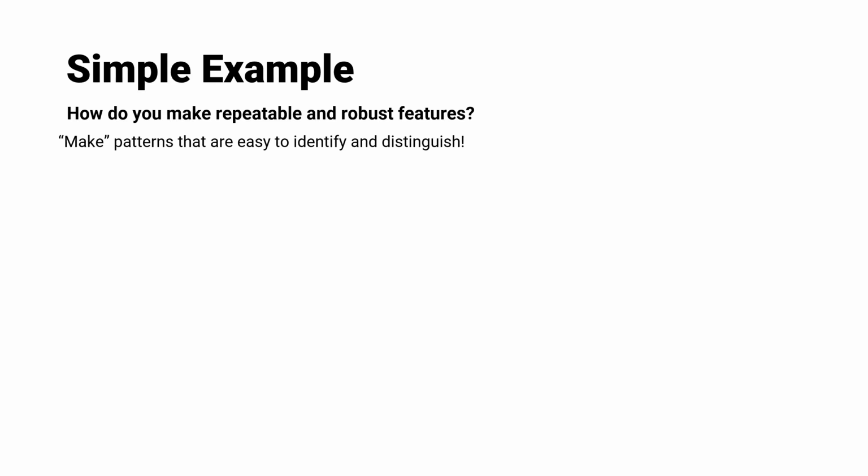But the first question is, how do we make repeatable and robust features? I wanted to pause the video for a second and think about this. One way to do this is to make patterns that are easy to identify and distinguish. Remember that we have these things around in the world. I want you to pause this video for a second and think about where you would have these unique patterns which actually have information embedded in them. Hint: you use your smartphone to take pictures of this and use it for something really cool.